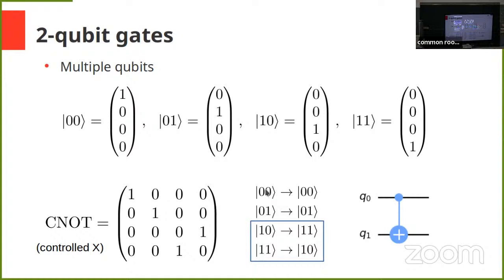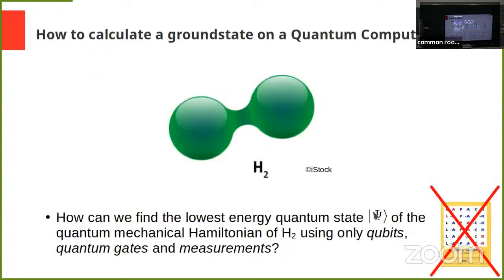So what does it mean? Here, this is the first qubit, this is the second qubit, left and right. If the first qubit is 0, nothing happens. The state gets mapped onto itself. But the interesting thing happens if the first qubit is 1: it will flip the second one. So 10 becomes 11, and 11 becomes 10. And this is the usual representation as a diagram. Okay, that's basically all we have available for now.